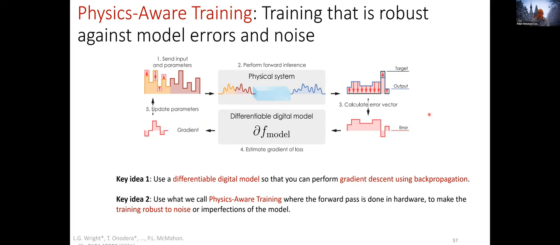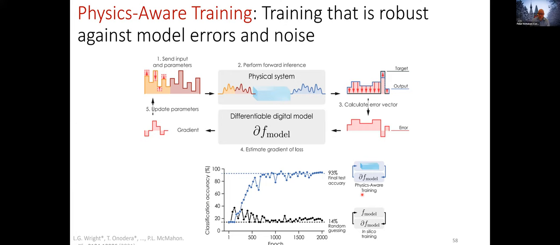To show some example of this, for this vowel classification task, this is now experimental data showing the accuracy you achieve as a function of the epoch, which is essentially the number of times the training has seen the training data set. You can see in the blue that if you use this physics-aware training protocol, you can get up to 93% accuracy, which is a good accuracy for this task.